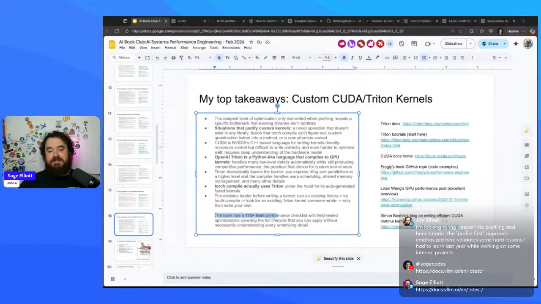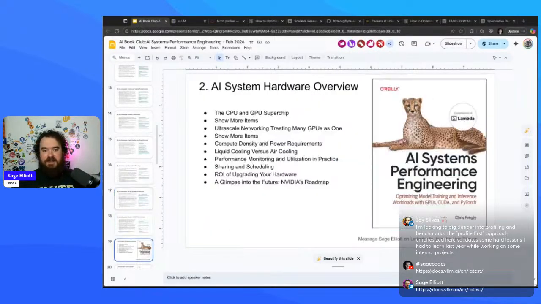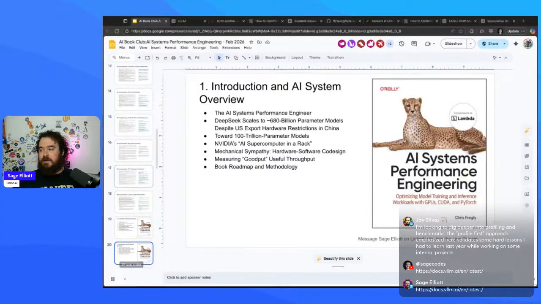And then the book has a giant thing at the end too. There's like a 175 plus, maybe 200 item performance checklist that's really comprehensive. Probably too much for what I would do most of the time, but really interesting to go through if you want to see what a massive checklist would be for AI systems with these field tested optimizations that they have. So again, some of my takeaways here.